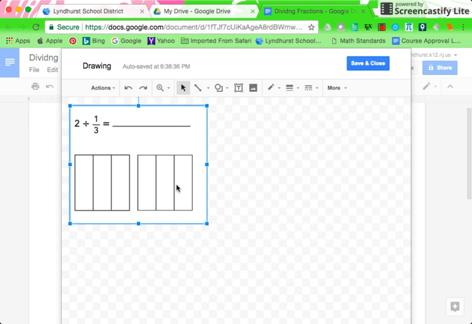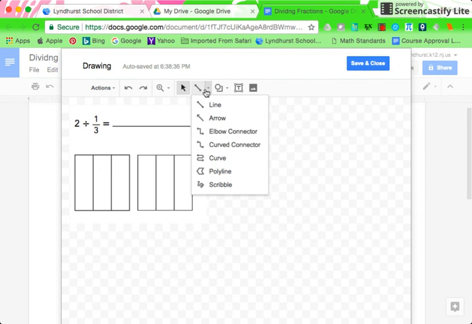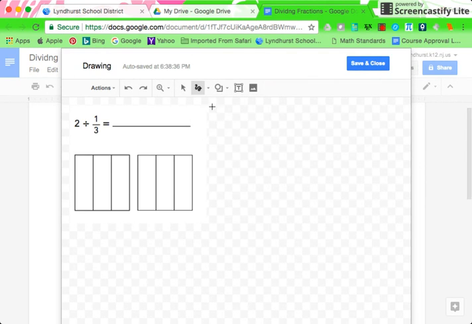So the first thing we're going to do is use squares for this problem. Notice we have one square here and another square here. This represents the 2. Now what we need to do is divide this into 3 pieces. Each whole square needs to be broken into thirds, which is what has already been done in this picture. Now what we're going to do is simply count how many thirds we see.